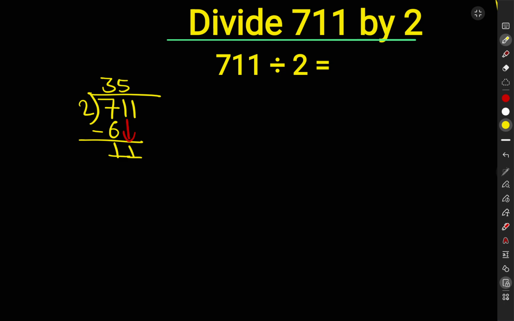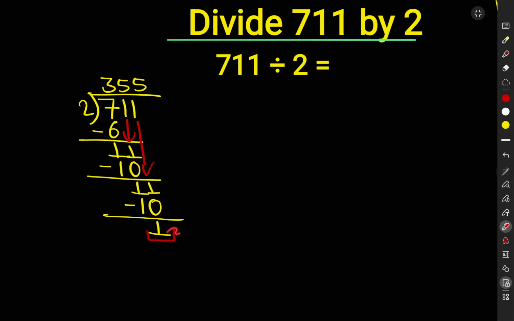So 2 times 5 is 10. On subtracting we get 1. So again we put down this 1 and it is 11. So 2 times 5 is 10. On subtracting it is 1.